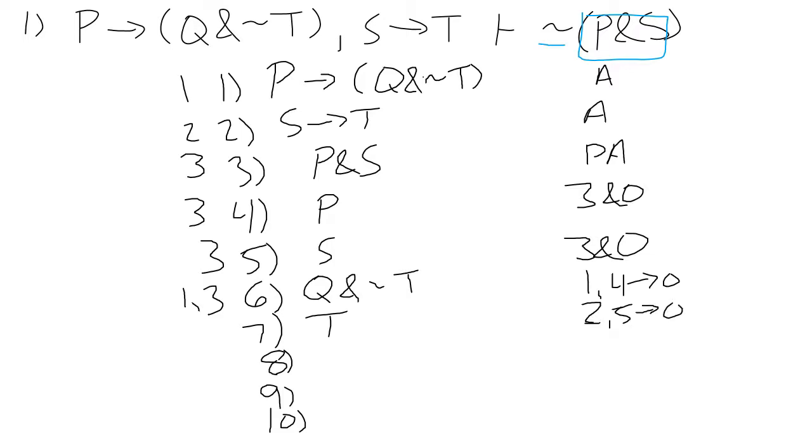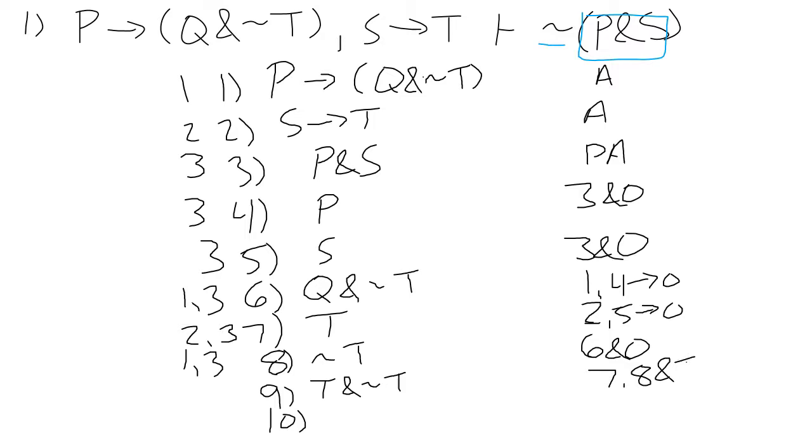2 and 5 is going to be 2 and 3. And then I can get the not T out from 6, ampersand out. So it's going to be 1 and 3. Then now I've got my contradiction. So that's going to be 7 and 8, ampersand in. And then it's going to be 1, 2, and 3. And now I got my contradiction.